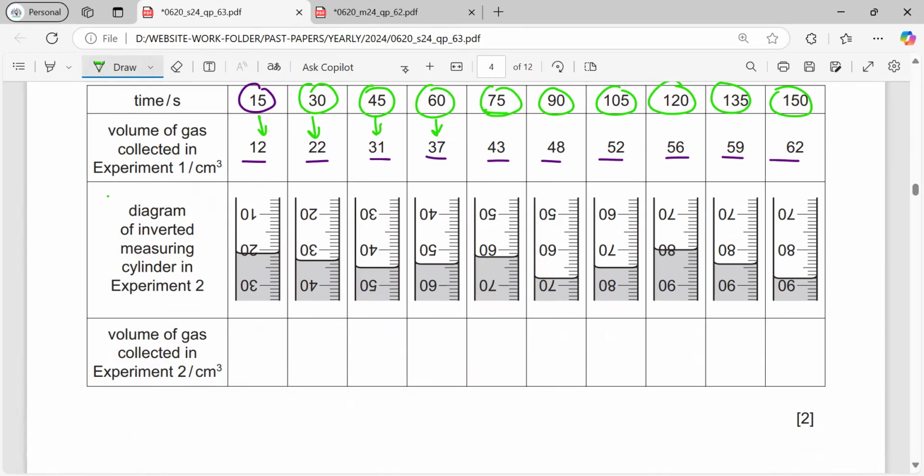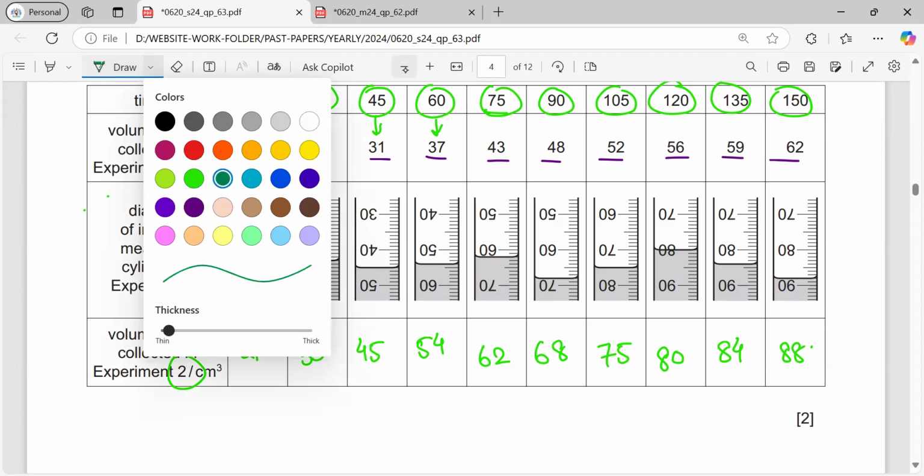Now we have to note down the volume obtained in experiment 2. So let's do it. We will read from the top because it is an inverted measuring cylinder. So 10, 20, and this one will be 21. The next one will be 33. This is 45. This one, 54, 62, 68, 75, 80, 84, and 88. These are the volumes of the gas collected in experiment 2. Let's move on.